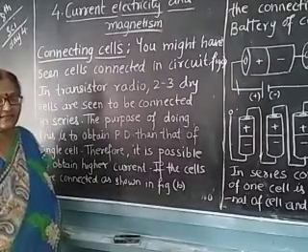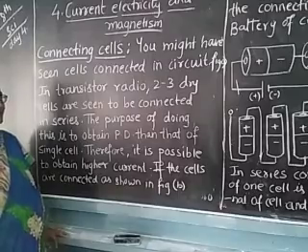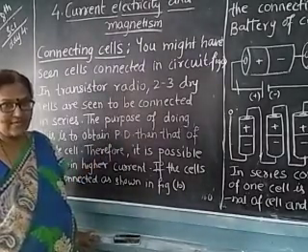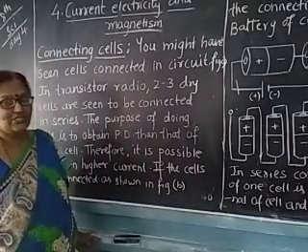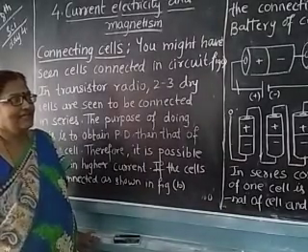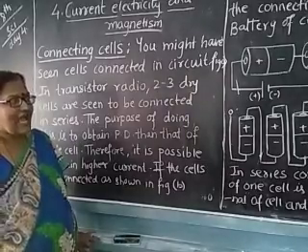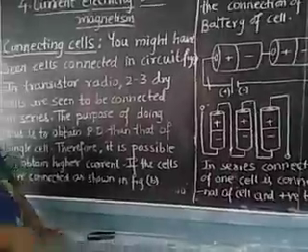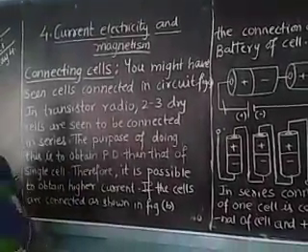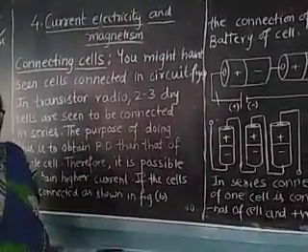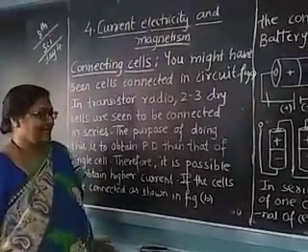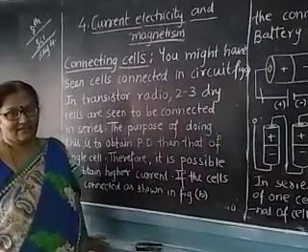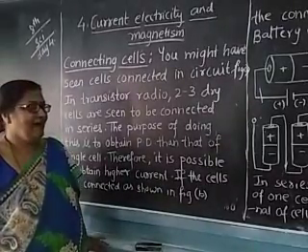Now how are these connected? These are connected in series. The purpose of doing this is to obtain a good potential difference. We are connecting 2 to 3 dry cells as shown in figure B. Instead of connecting a single cell, we are connecting more cells in a circuit. Therefore, it is possible to obtain a high current. By this, we can get the high current.